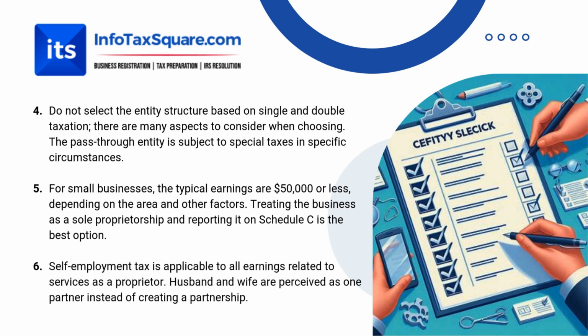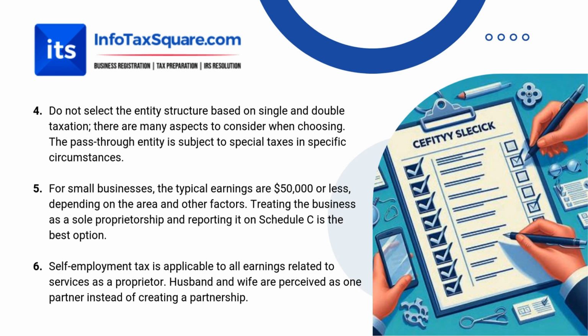Number 4. Do not select the entity structure based on single and double taxation. There are many aspects to consider when choosing. The pass-through entity is subject to special taxes in specific circumstances. Number 5. For small businesses, the typical earnings are $50,000 or less, depending on the area and other factors. Treating the business as a sole proprietorship and reporting it on Schedule C is the best option.